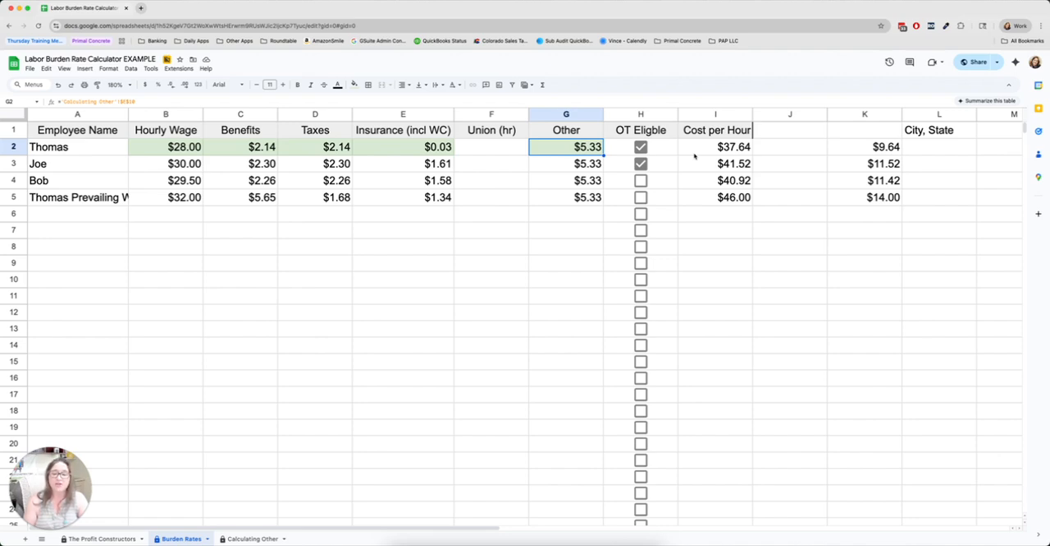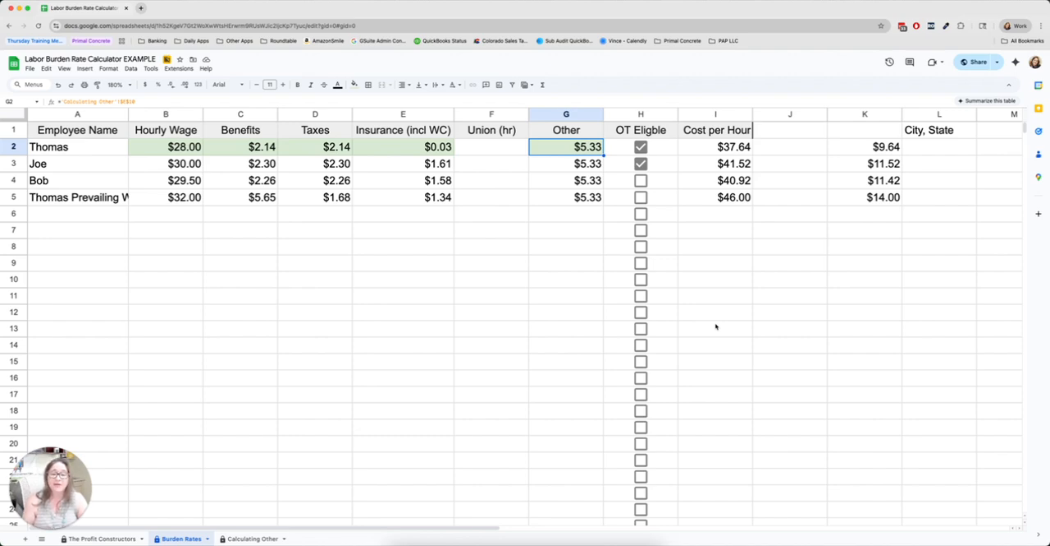Every time Mike bid a job and used only $28 an hour to estimate labor, he was underbidding by $9.64 per hour. If Thomas worked 40 hours a week, that's $385.60 per week that Mike wasn't recovering. Multiply that by 4 weeks: $1,542.40 per month. And that's just one employee. By the end of the year, on one employee, Mike had lost over $18,500 in pure labor underestimation.